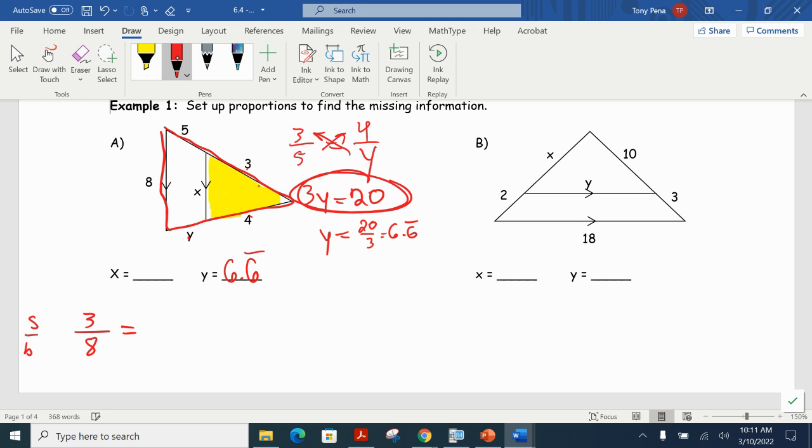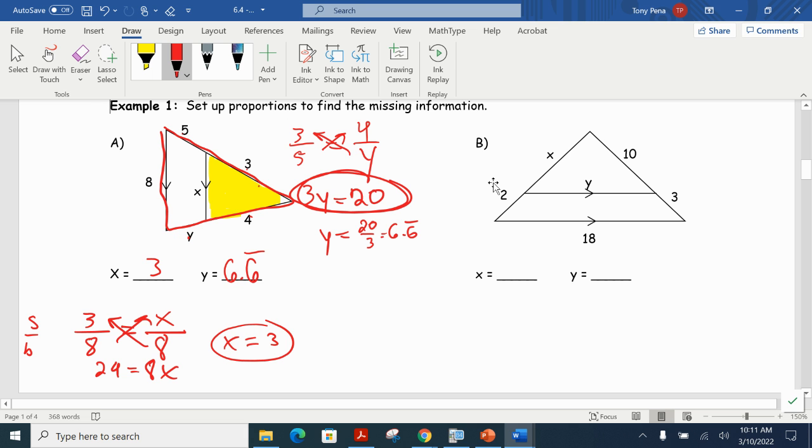So if she did 3 to 8, we have to include this x now. What would you do for this one? X over 3. Good. The left-hand side of the small one over the left-hand side of the big one. Okay? So good. Crisscross. We get 24 is equal to 8x. Divide by your 8 there, and then we should get x to equal a 3.